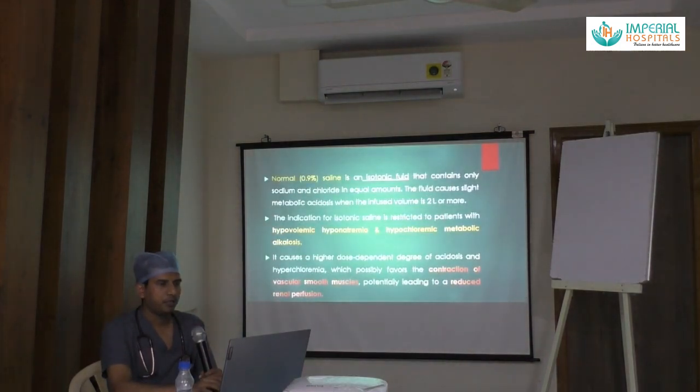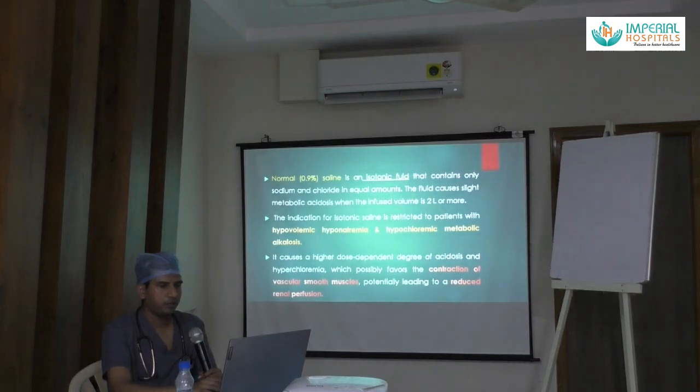Coming to normal saline, it is termed isotonic, but it's slightly hypotonic compared to serum osmolality, where normal saline osmolality is around 308. It contains only sodium and chloride in equal amounts. The fluid causes slight metabolic acidosis when the infused volume is 2 liters or more. Clinically, we can give normal saline only in 2 conditions: hypovolemic hyponatremia and hypochloremic metabolic alkalosis, which is caused by excessive vomiting due to loss of H plus ions.